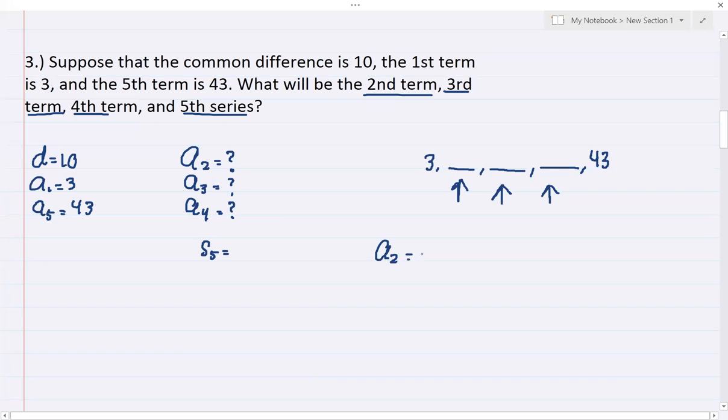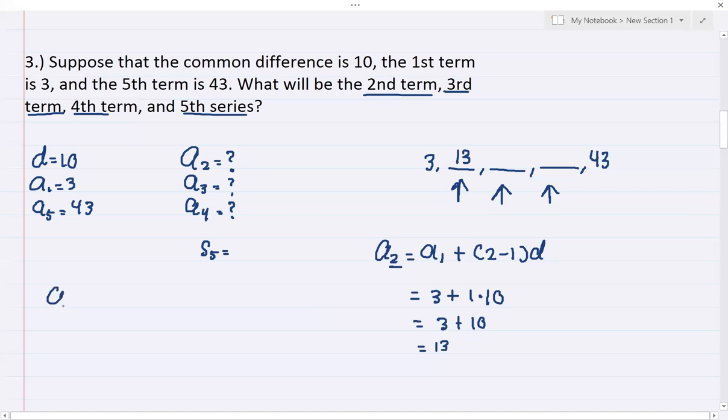So let's find a sub 2. A sub 2 is equal to a sub 1 plus, since your n is equal to 2, 2 minus 1 times d. Let's substitute. a sub 1 is 3 plus 2 minus 1 is 1 times d, which is your 10. So you will have 3 plus 10, which is equal to 13. So that is your second term, 13.